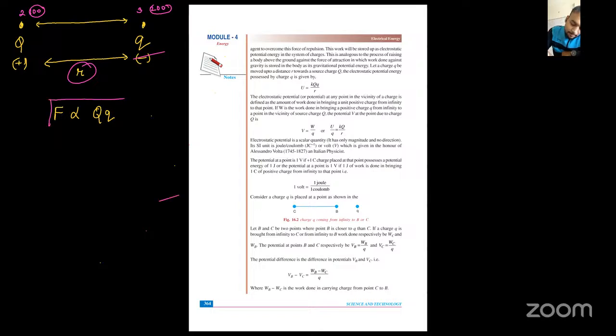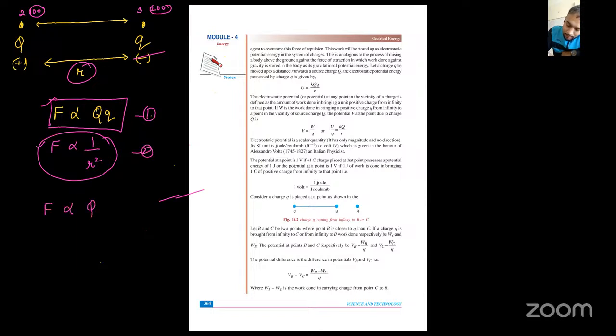The force is directly proportional to the product of the charges, and inversely proportional to the distance between them. When you solve the first and second, you will find that force is directly proportional to capital Q into small q, but inversely proportional to r square. Did you understand? When you remove the proportionality sign, you will get k q q by r square.